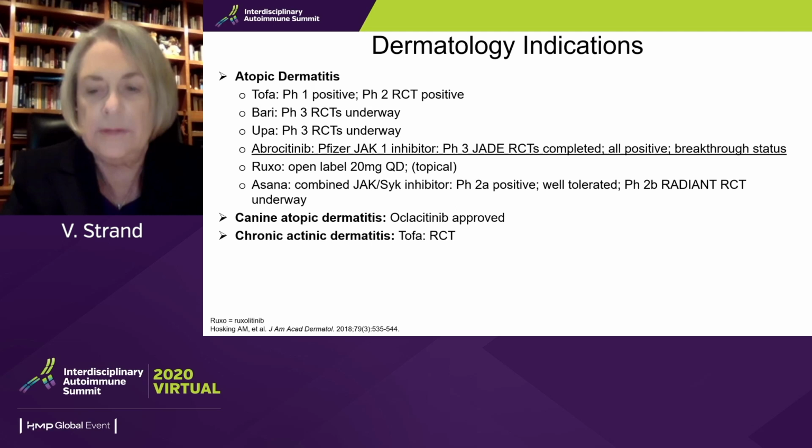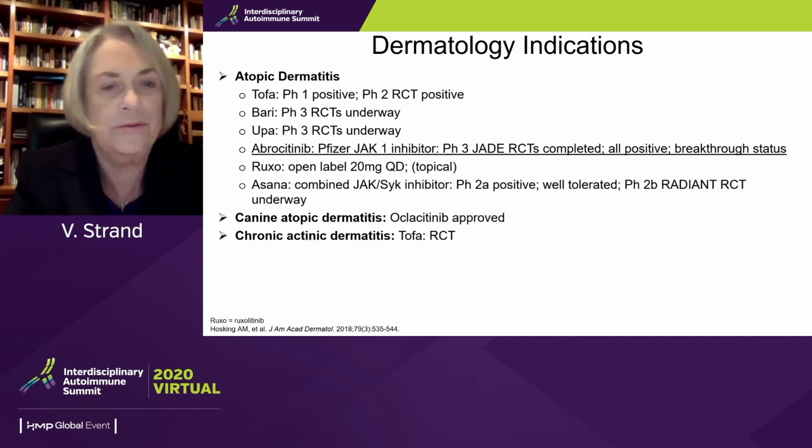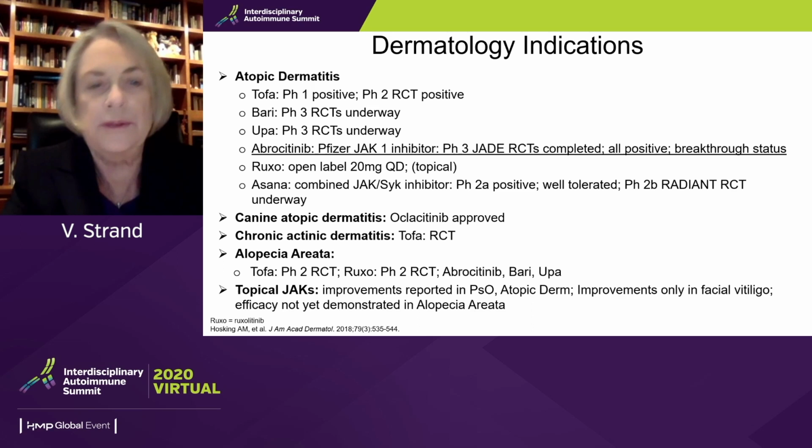There's also ruxolitinib and a combined JAK6 inhibitor from Asana. Interestingly enough, in dogs that have atopic dermatitis, they scratch so much, they usually become almost hairless. And oclacitinib has actually saved these dogs. It's been almost a miracle therapy, which is very interesting. They're also looking at actinic dermatitis and alopecia areata. I'm going to show you some really dramatic findings.